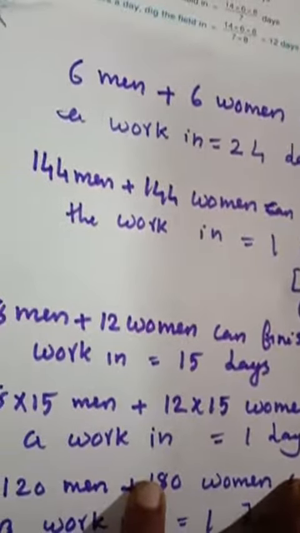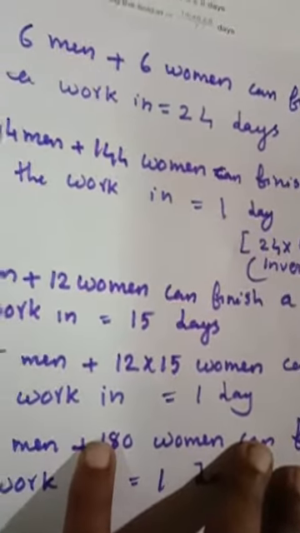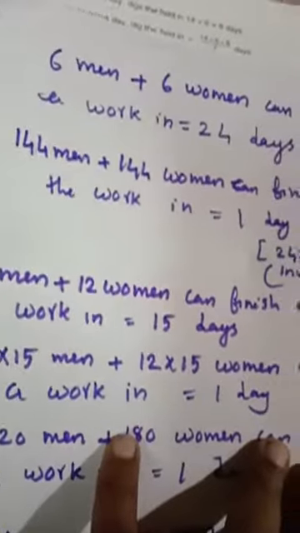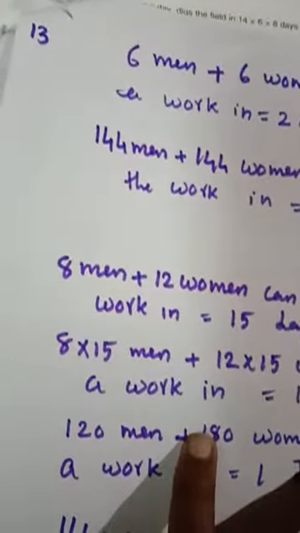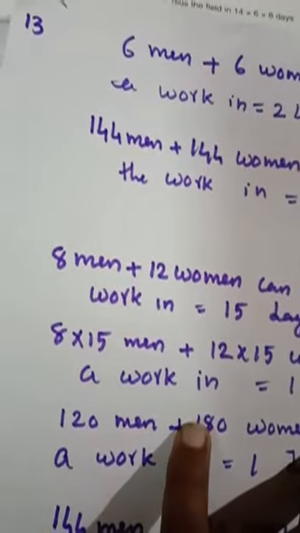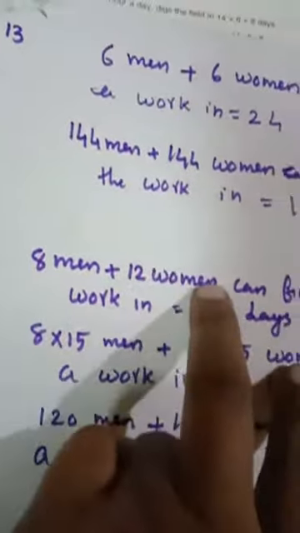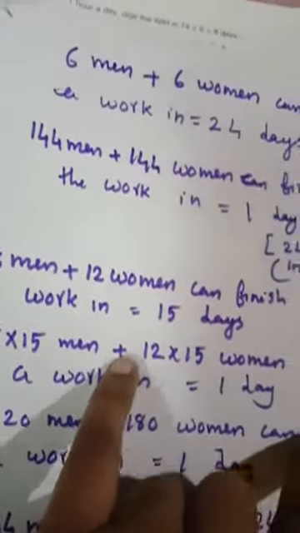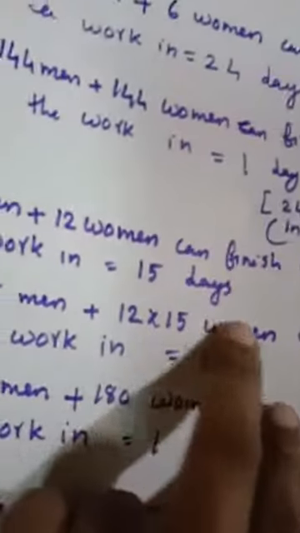That is 144 men plus 144 women. Both are 6, so 6 into 24. Now, our question, one more thing is given. 8 men and 12 women can finish a work in 15 days.